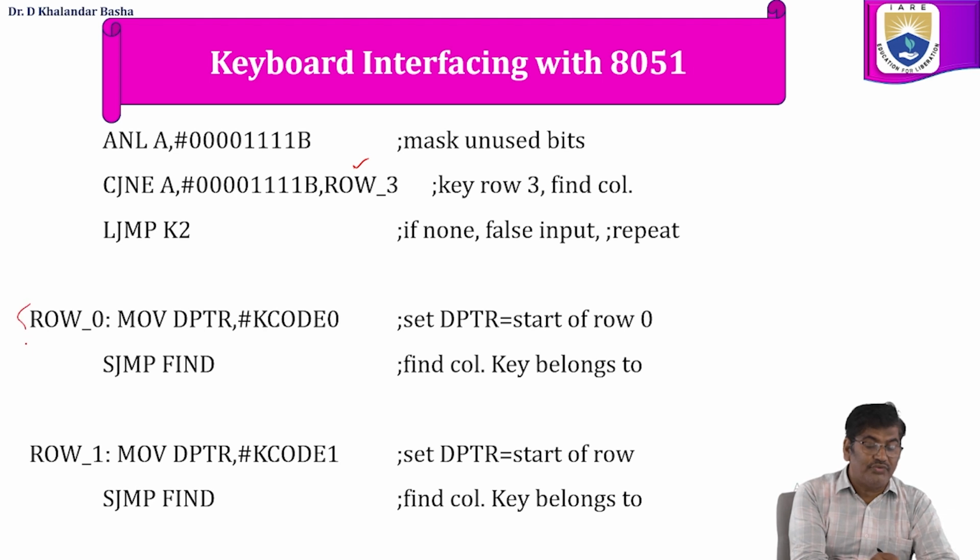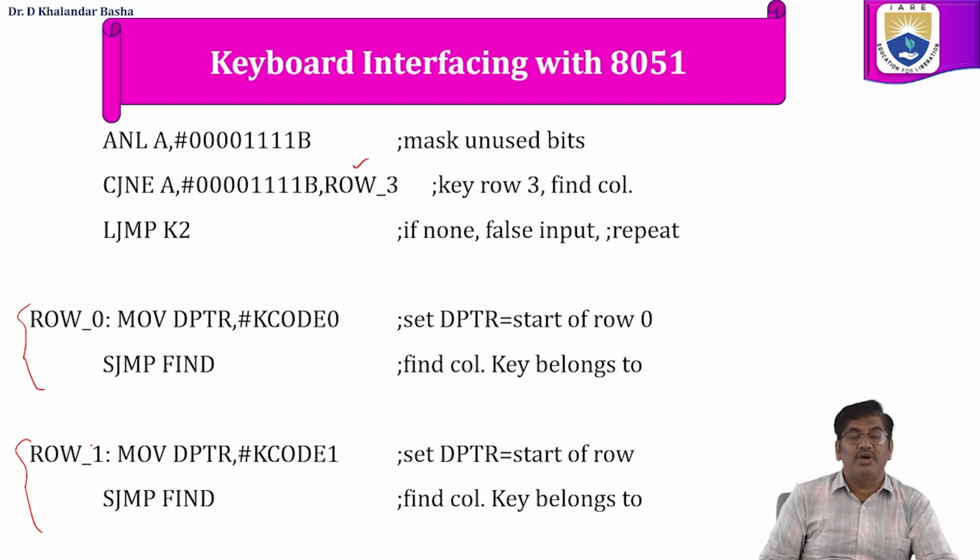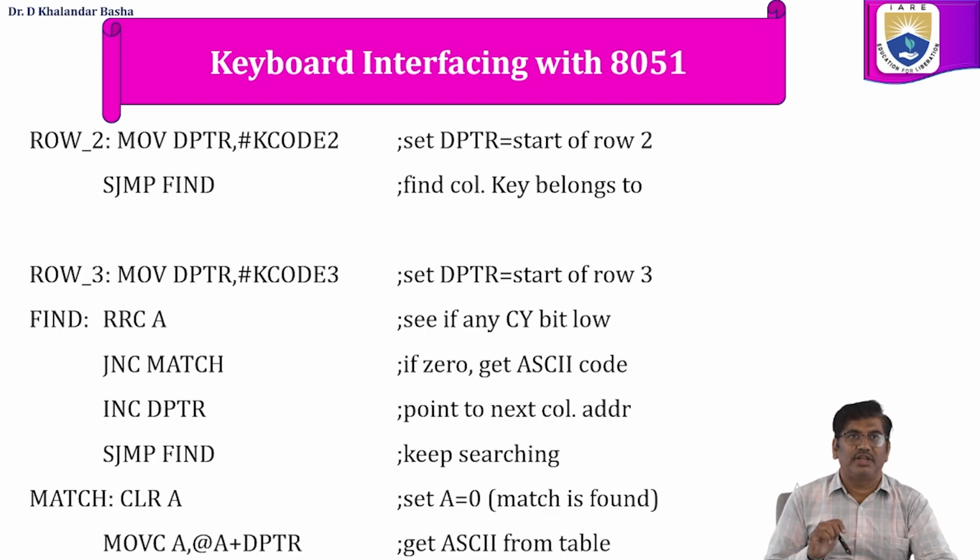So when a key corresponding to row 0 is pressed, this block will be executed. If the key corresponding to row 1 is pressed, this block will be executed. Let us assume a key corresponding to row 0 is pressed, then the control will be transferred to the row 0 label, where the address of the code corresponding to the 0th row will be loaded into DPTR. Then we go for finding out which key is pressed. Similarly for row 1, row 2 and row 3.